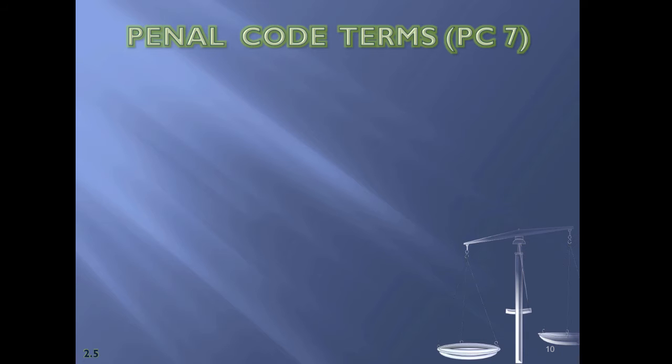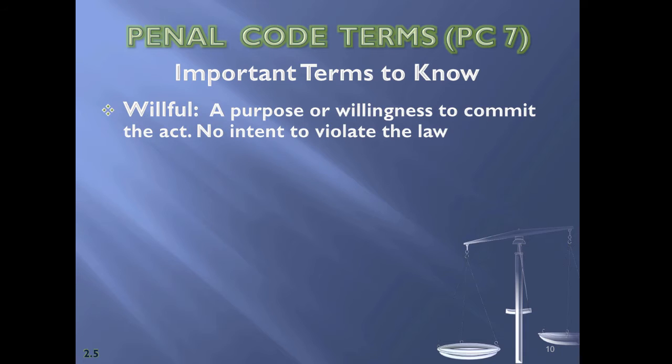Let's look at some terms. These come right out of Penal Code Section 7, and these are important to know because the law looks at these, especially when we talk about specific intent crimes where the statute requires that an individual had a certain intent.